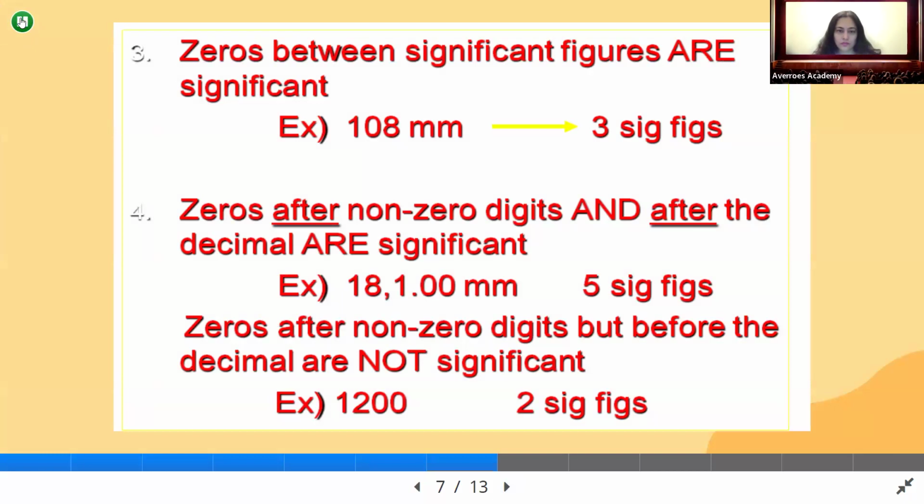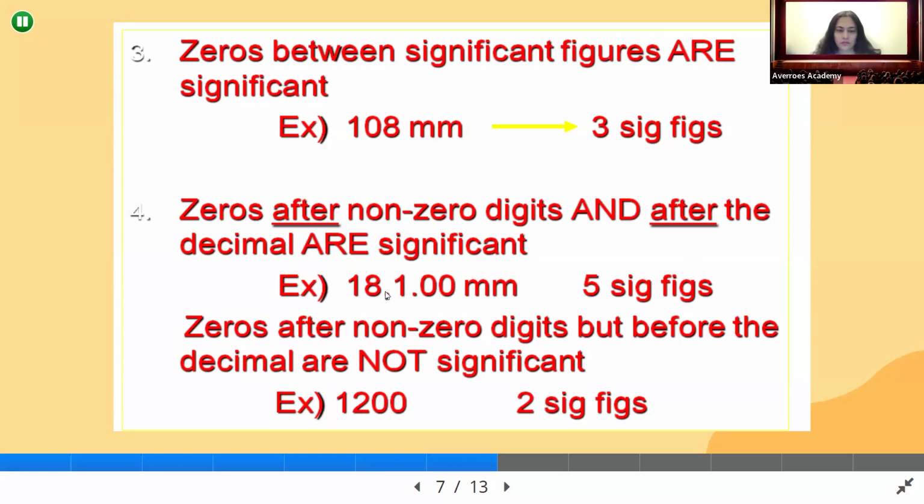Here are a few more of our rules. Rule number 3: zeros between significant figures are significant. If you have 108 millimeters, for example, that 0 is significant. There are 3 significant figures there. Number 4: zeros after non-zero digits and after a decimal are significant. Even though they're zeros, if they're after non-zero digits and a decimal, they are significant. So if we have 181.00, there are still 5 significant figures there, because those zeros are after a decimal and after the non-zero digits.